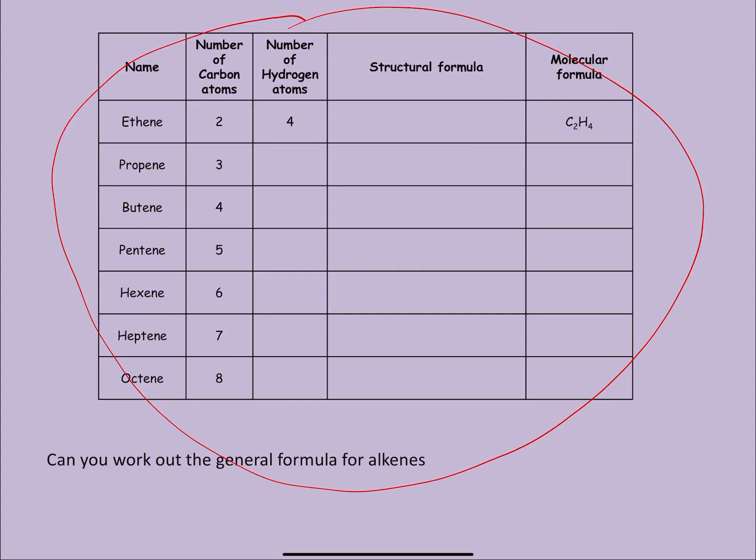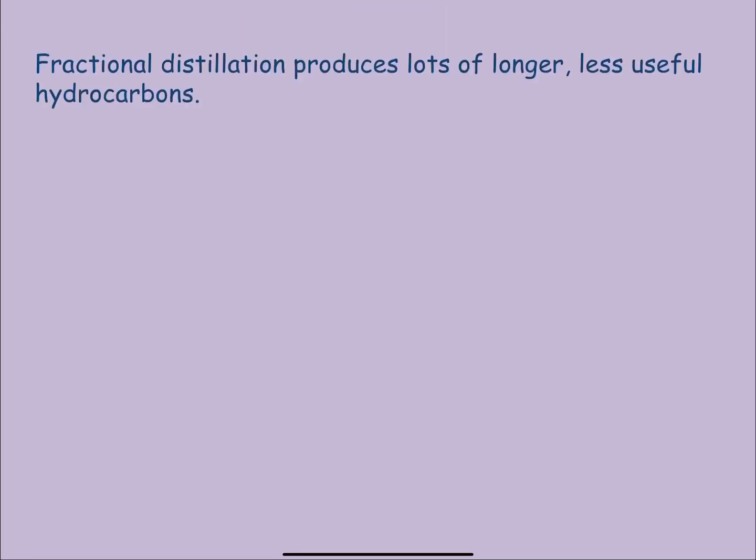Okay, you all should have completed that table above in your OneNote. So can you work out the general formula for alkenes? Pause this video now and have a go at what you think it is. So the general formula is CnH2n. All you have to do is take the number of carbons that you have. Say you have 100, H would be 200. If H was 60, then carbon would be 30. You just double the amount of carbons you have to get your hydrogens. Nice and easy.